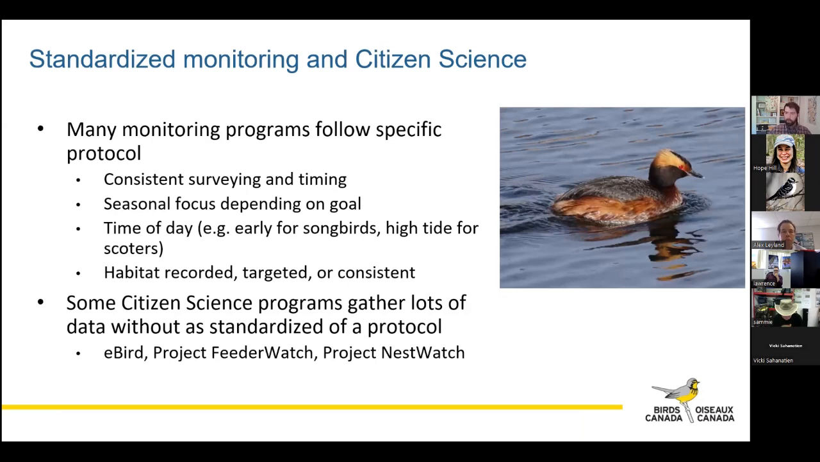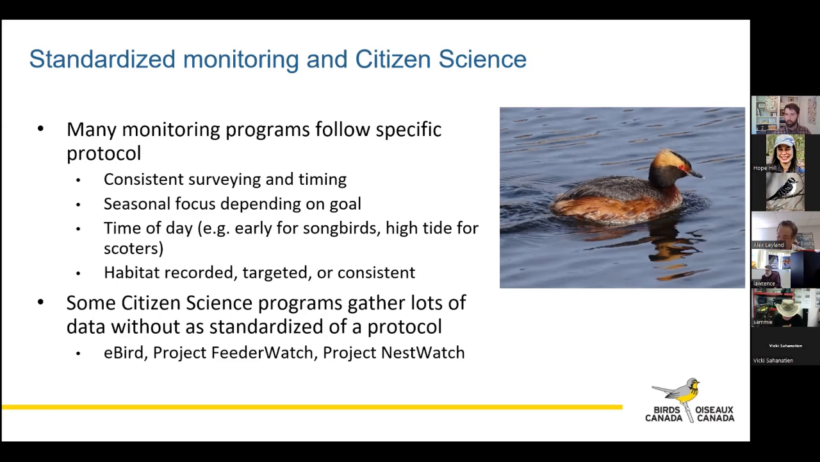So first off, I'll go through some ideas about standardized monitoring and citizen science. There are a lot of monitoring programs that follow very specific protocols. And some of the things that these almost always have in common are consistent surveying and timing. So repeated surveys across a year, at the same time of day and the same part of the breeding season, help make it so that you can compare the data between years better and understand how things might be changing.